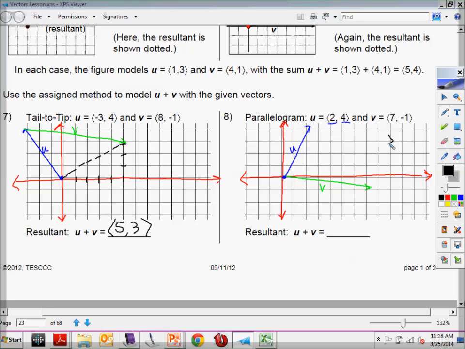Sometimes I'm not sure about my drawing abilities. Let's go and pretend that's parallel. Okay? So now I have a tip that I can go to, because my tails share the same spot. Initially I had separate tips. Now I have a common tip and a common tail.